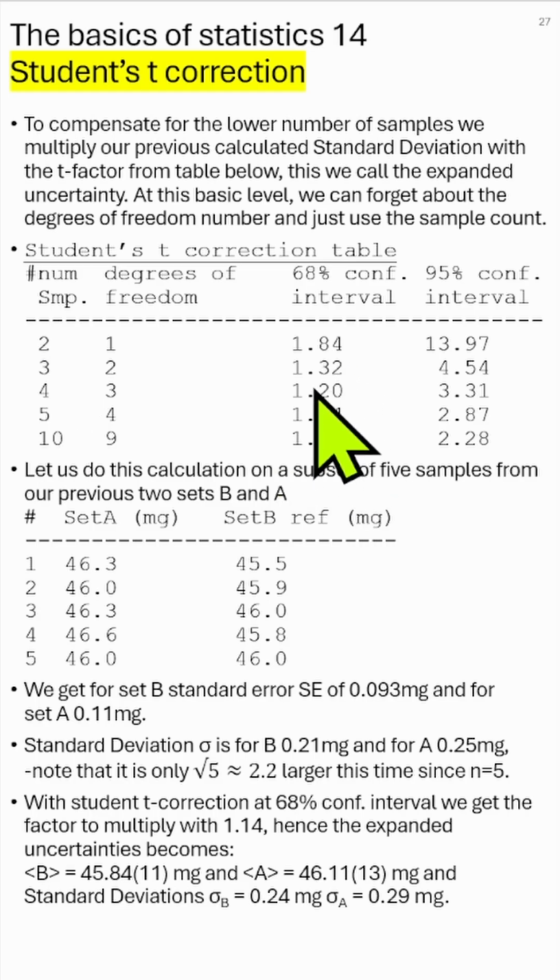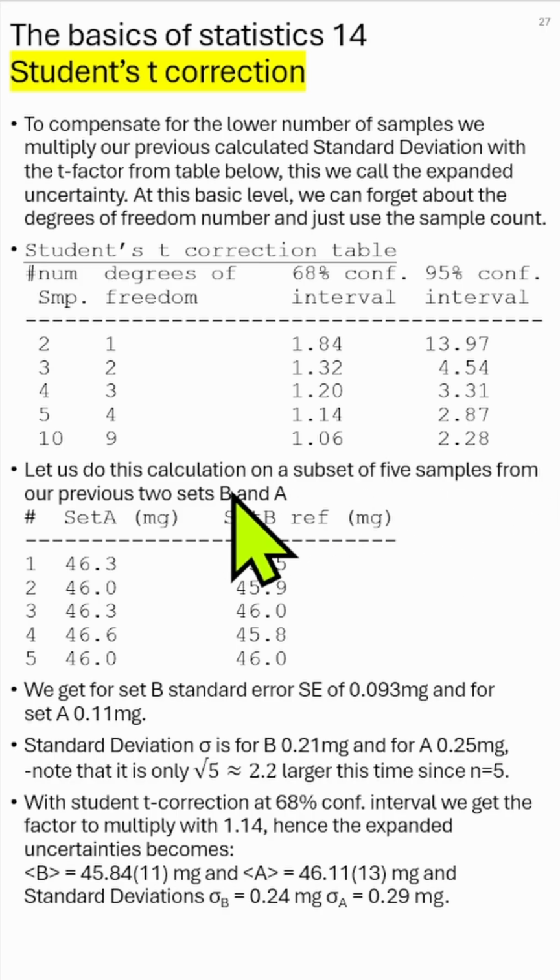We see there is one column for 68% confidence interval with correction numbers. If you're running 5 samples, we see that the correction will be 1.14. Hence, we compensate by adding 14%. And we also have a 95% confidence interval here. So with the same 5 samples, that correction factor will be 2.87.